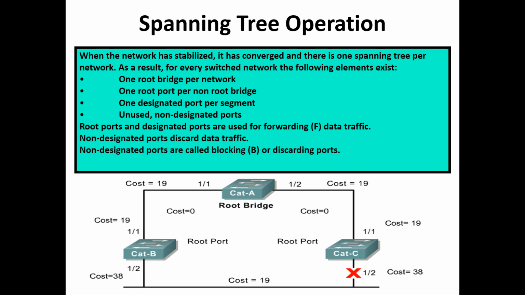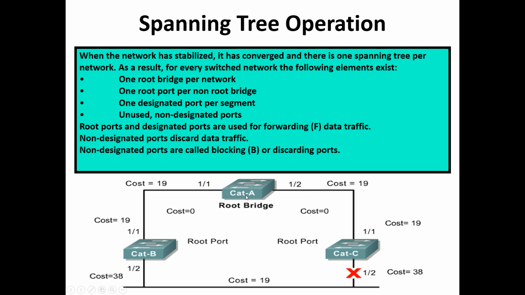When the network has stabilized, it has converged, and there is one spanning tree per network. As a result, for every switched network, the following elements exist: one root bridge per network, one root port per non-root bridge, one designated port per segment, and unused non-designated ports. Root ports and designated ports are used for forwarding data traffic. Non-designated ports discard data traffic. Non-designated ports are also called blocking or discarding ports.